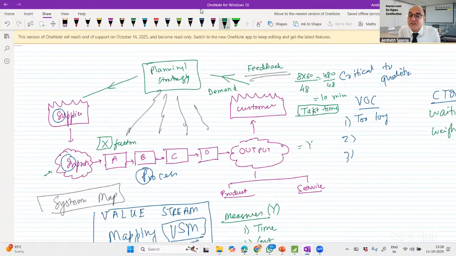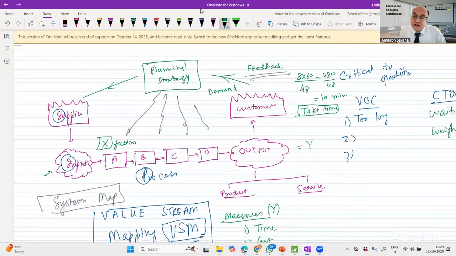There are 48 customers, or patients, arriving in your hospital, and you're working for 8 hours. So every 10 minutes, one patient gets treated. In a bank, it's the same thing. 48 customers are coming to you, and you are working for 8 hours. So every 10 minutes, you're at takt time.